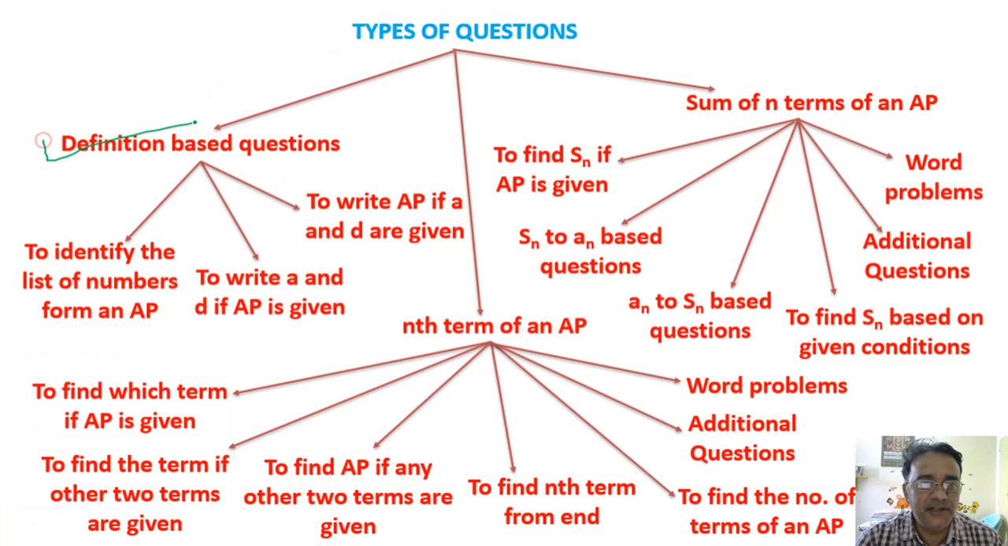So we have completed this definition based question. ये तीनों हम लोग complete कर चुके हैं. Okay, we have completed nth term all type of question in the second session, right? Word problems भी किए थे और ये भी किए थे, and sum of n terms. Now only one part is over, that is to find Sn if AP is given.